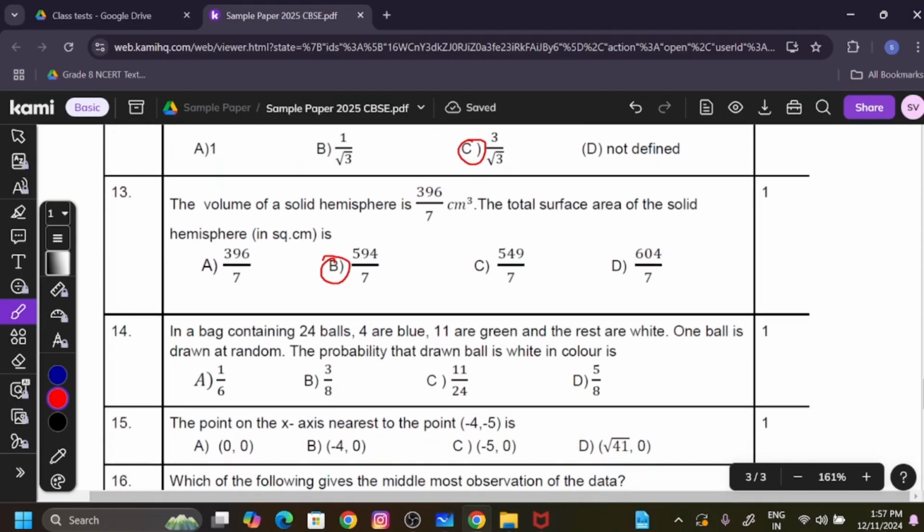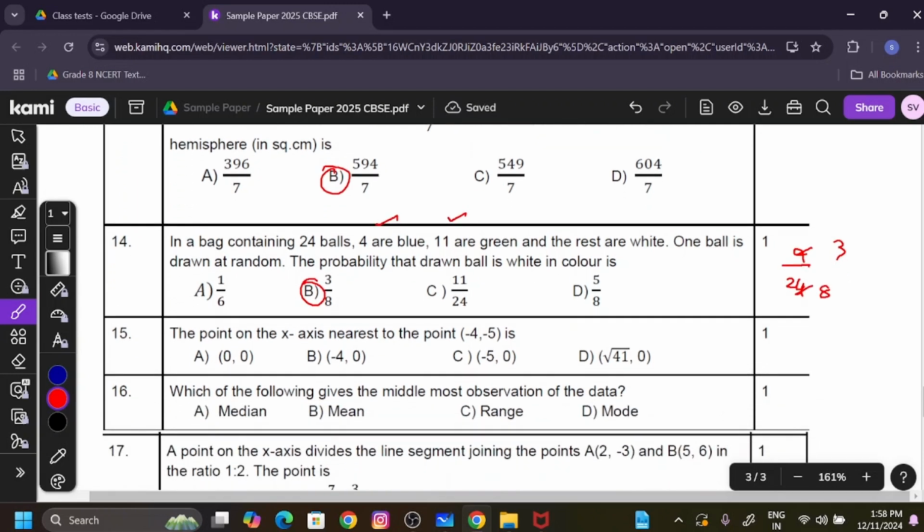Next, in 14th one, in a bag containing 24 balls, 4 are blue, 11 are green and the rest are white. One ball is drawn at random. The probability that drawn ball is white in color. So we know probability is number of favorable outcomes by total number of possible outcomes. So here total number of possible outcomes are 24 and favorable outcomes are number of white balls. 4 are blue and 11 green. So 11 plus 4 is 15. So remaining are white. So 24 minus 15, which is 9. 9 by 24 in the simplest form, 3 by 8. So our answer should be 3 by 8.